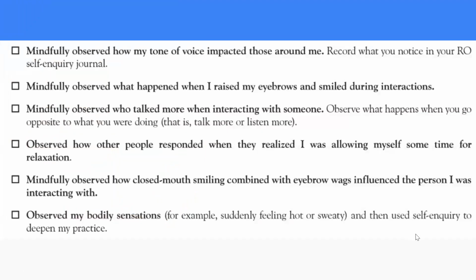Here are some things on the handout that you can practice. I'll read one of them. Mindfully observe how my tone of voice impacted those around me. Pause to read the rest.